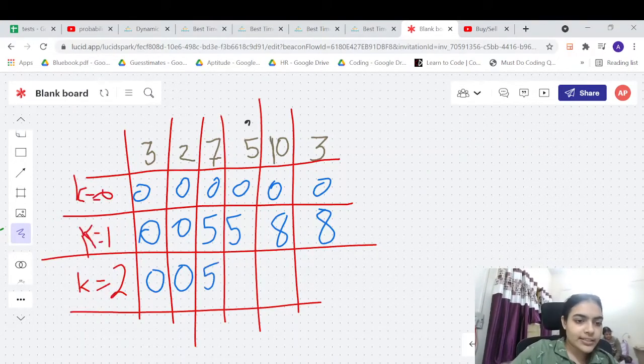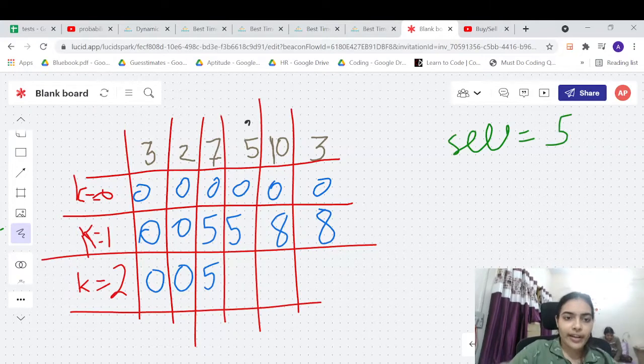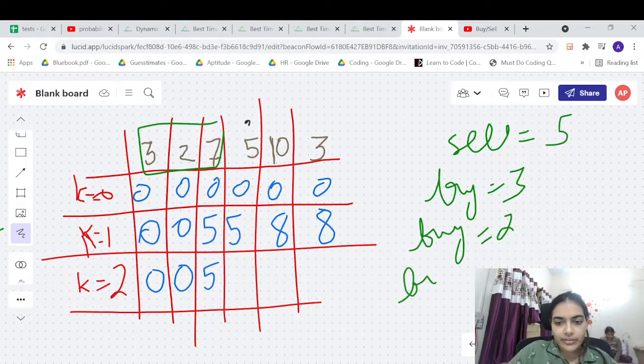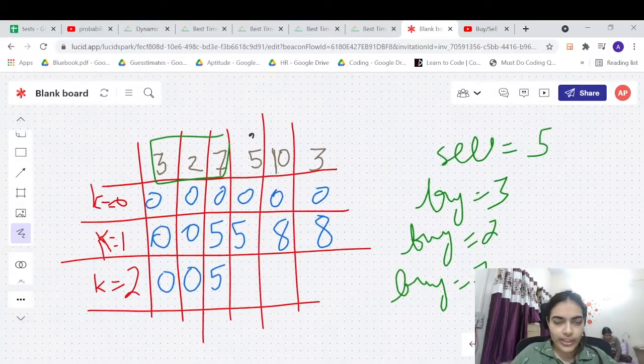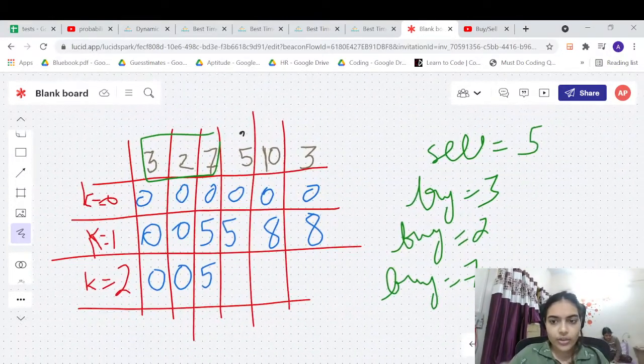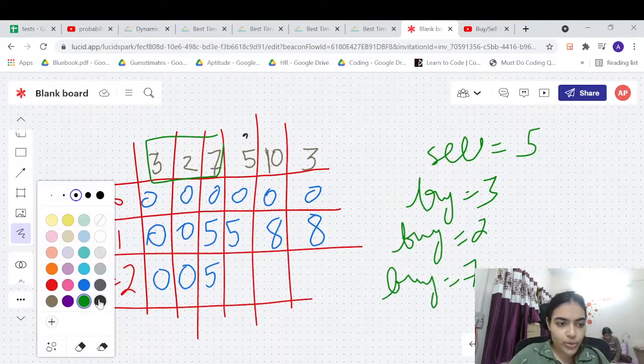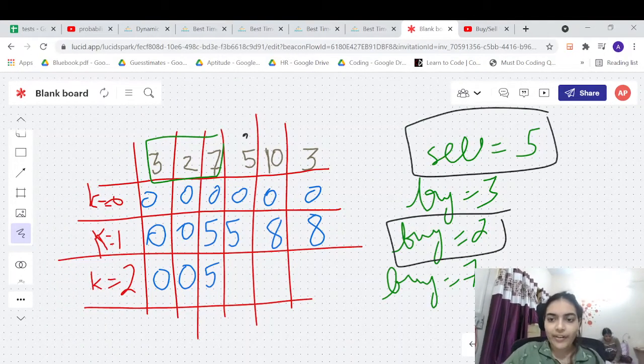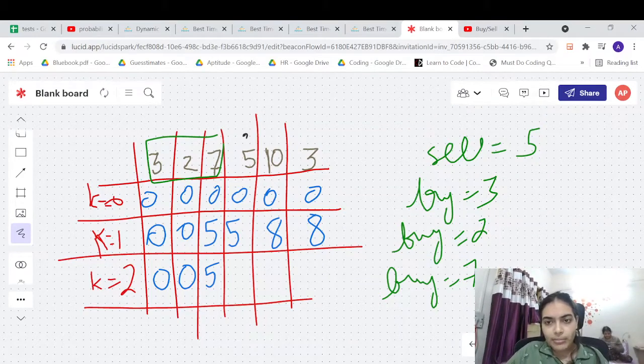Let us go to the next cell. Now in this case, what will be your answer? What is your selling price? Selling price is equal to 5, right? And you have 3 options for buying price. You can buy at 3, you can buy at 2, or you can buy at 7. So these are the possible answers. You may think that we will choose the smallest buying price as we have been doing till now. So we will sell at 5 and we will buy at 2. But there is one thing that is important here.